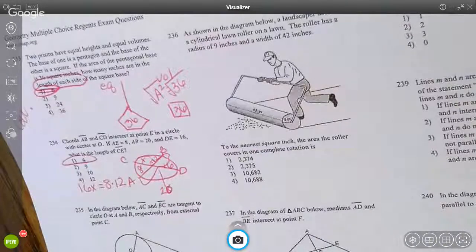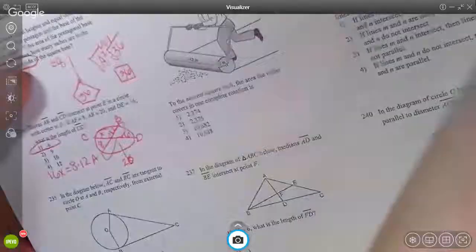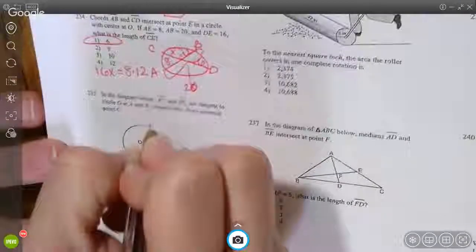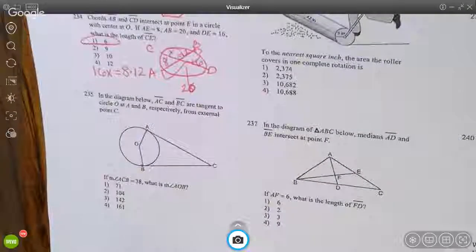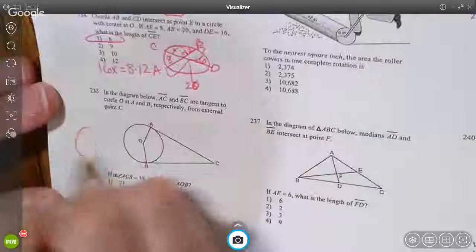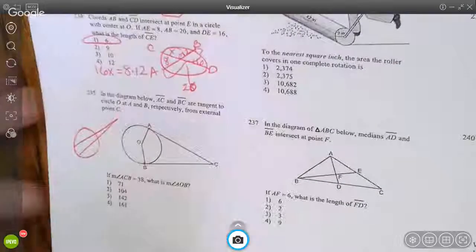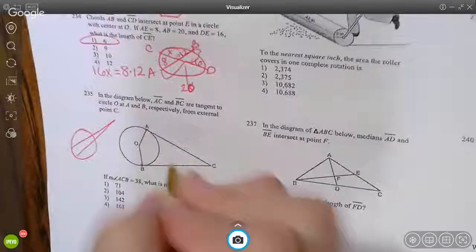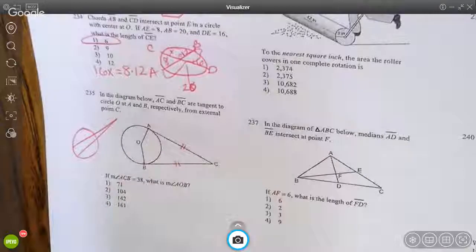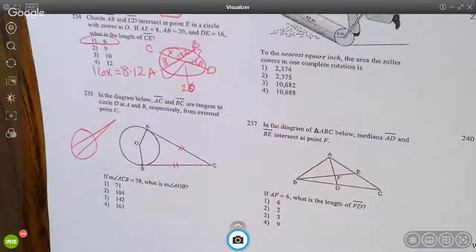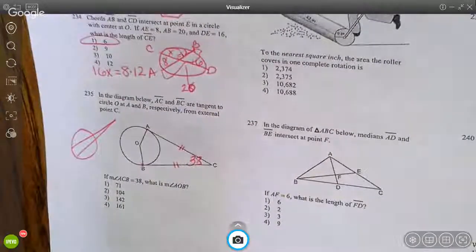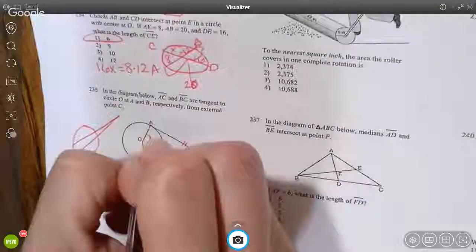235. Those are tangents. Tangents touch at one point. The secant would be like it went through and out. It says AC and BC are tangent. Because they're tangent, we know that they're equal. If ACB is 38, it wants to know how many degrees is AOB.